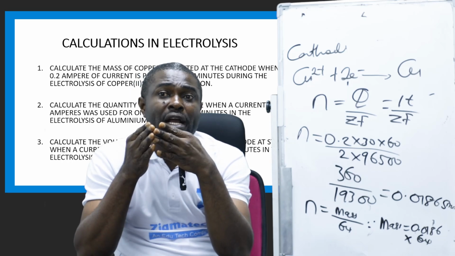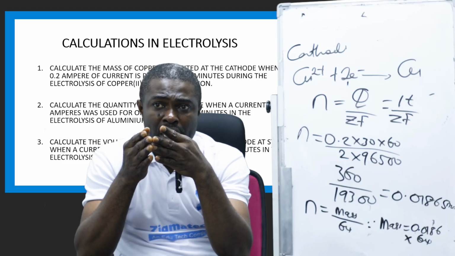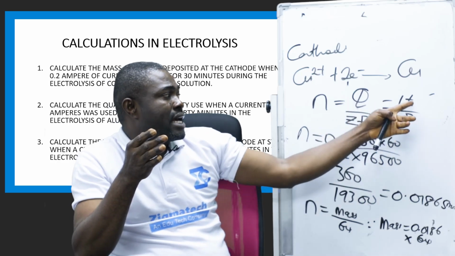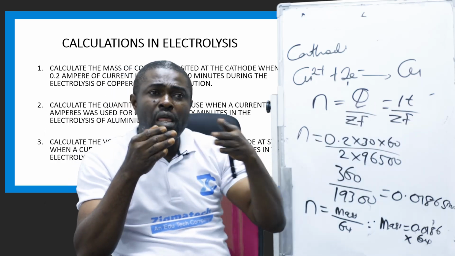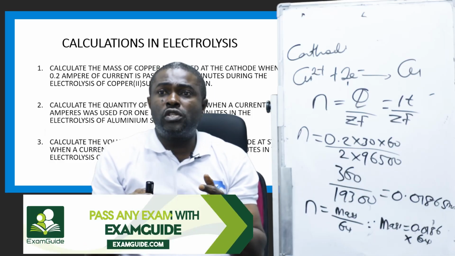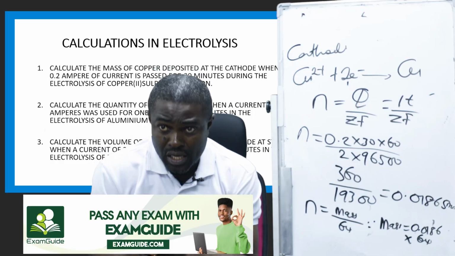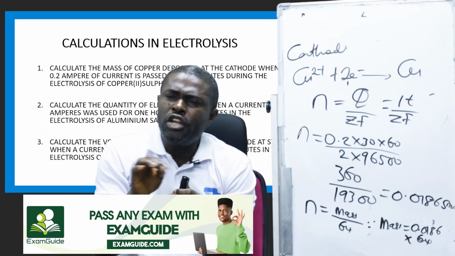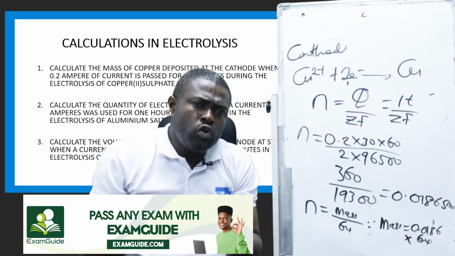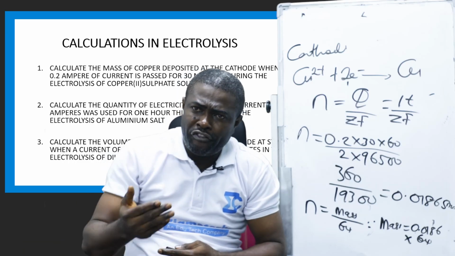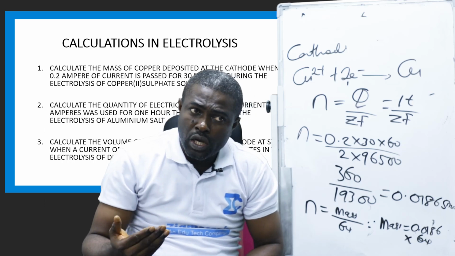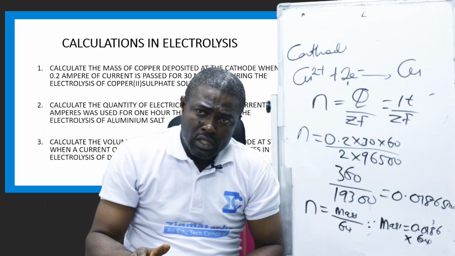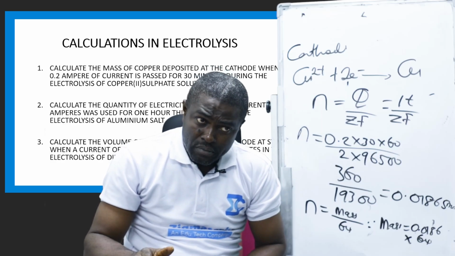From this, you can as well calculate other components of that particular formula. You can calculate current, you can calculate time, you can calculate quantity. It depends on the one they want you to calculate. But this is the basic. If you can calculate the mass deposited, then any other one they're asking you, you make it the subject of the formula. That is the first law of electrolysis, stated by Faraday.